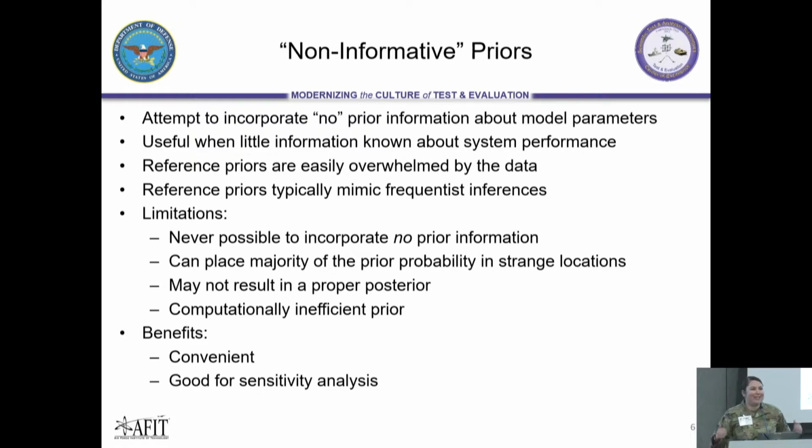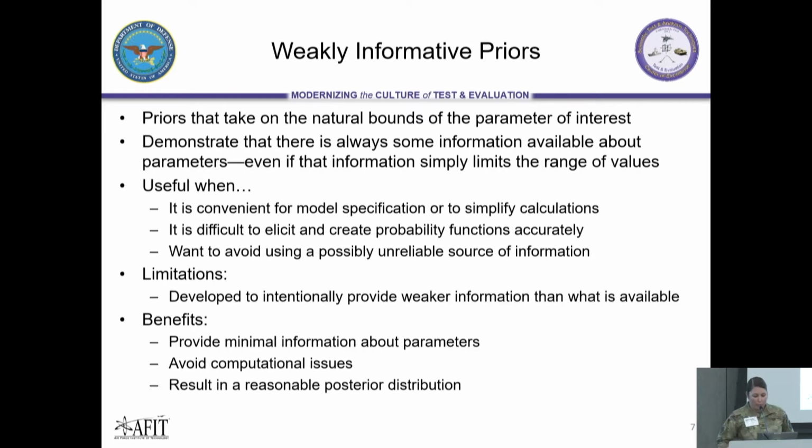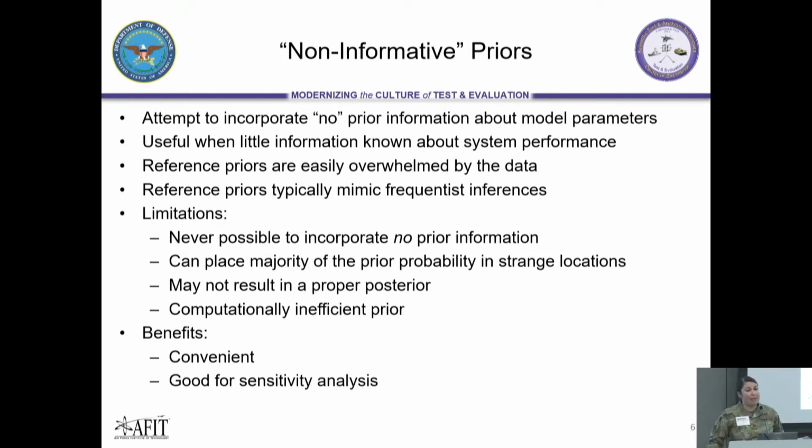And if you've been to some of the presentations, both here and in other places, a lot of times people will say, hey, I'm doing Bayesian methods. I'm going to use non-informative priors in my analysis. But there are some limitations to using those priors. And that is that it's never possible to include no information into an analysis. Even our non-informative priors, that's why I have that in quotes, tell us something. They can also put a majority of the probability in weird places. They might not result in a proper posterior distribution, and they can be computationally inefficient.